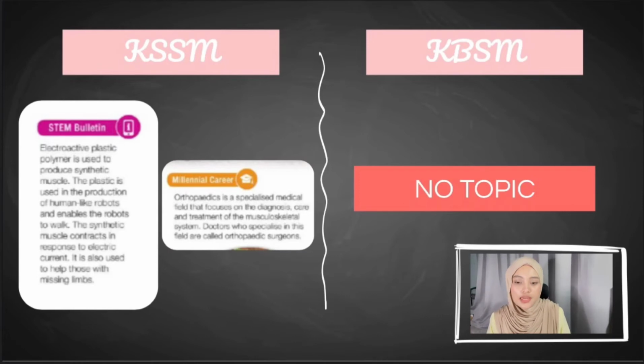KBSM textbook. As for KSSM textbook, it only contains 2 key concepts, which are STEM Bulletin and millennial carrier. As for KBSM textbook, there is no key concept because this topic is not relevant in KBSM textbook.